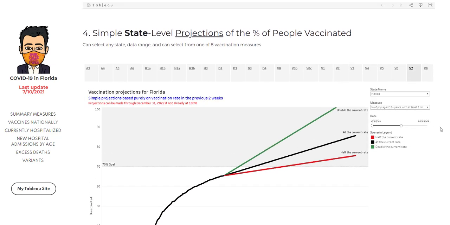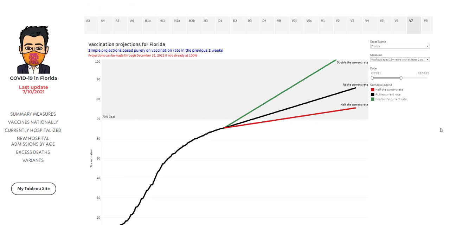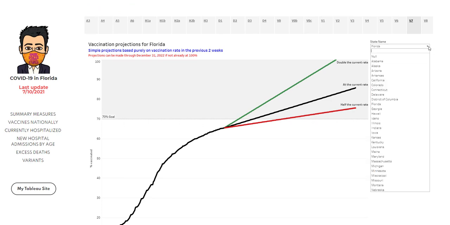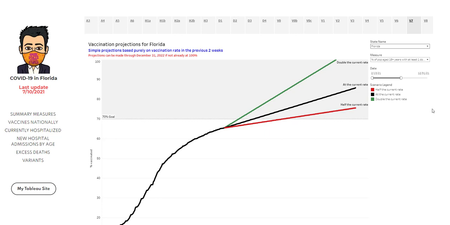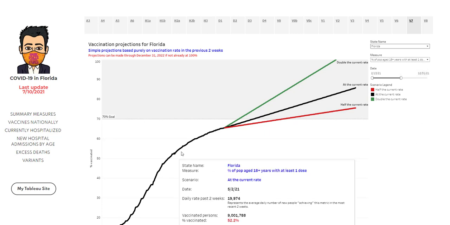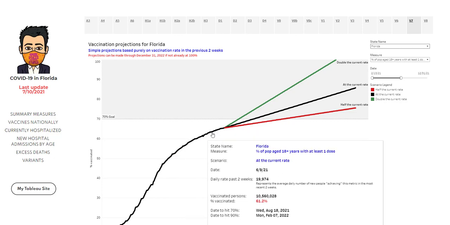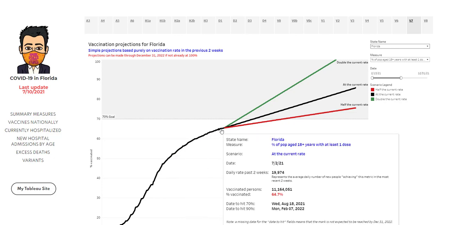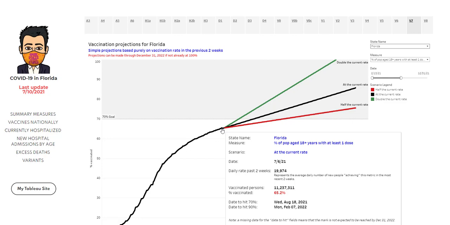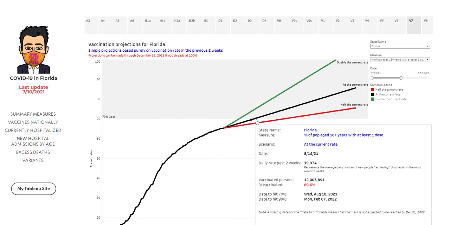The next one is more of a projections view. Again, the default, because I'm in Florida, is Florida, but you can pick any state in the country and do this, and you can pick any measure that you want. The idea is the black line shows you where we have come. These are the vaccination rates for the measure that you have selected. And then what I've said is, if we follow the trends for the most recent 2 weeks, that's what this black line is.